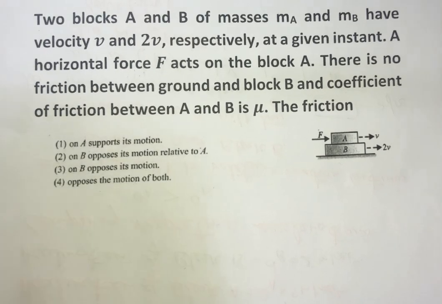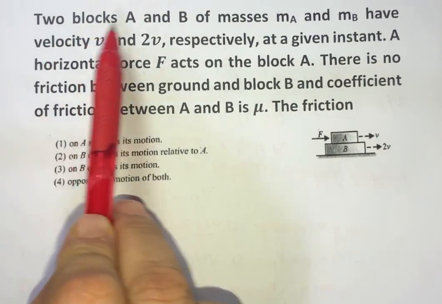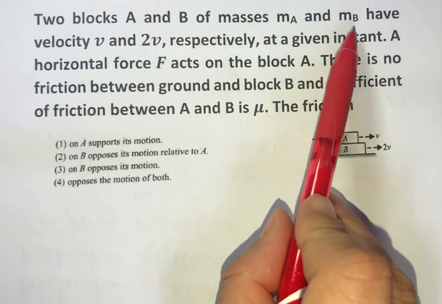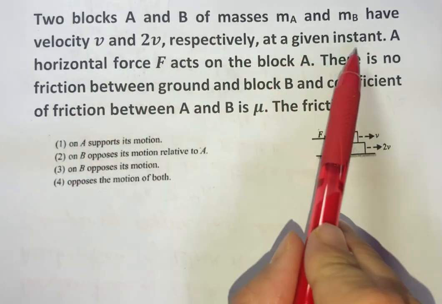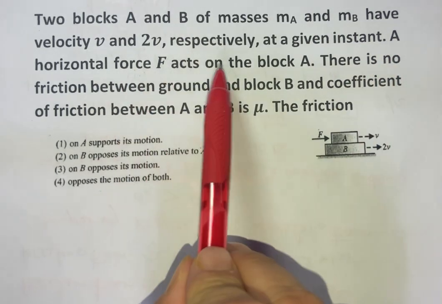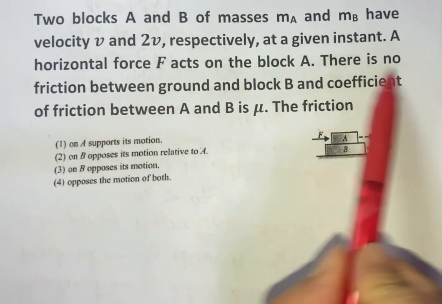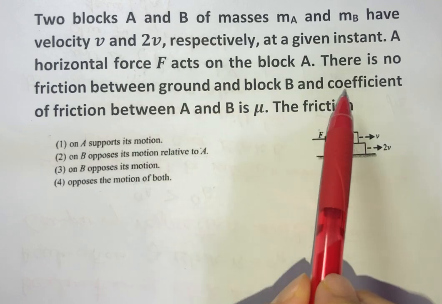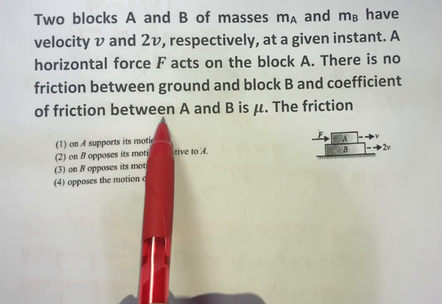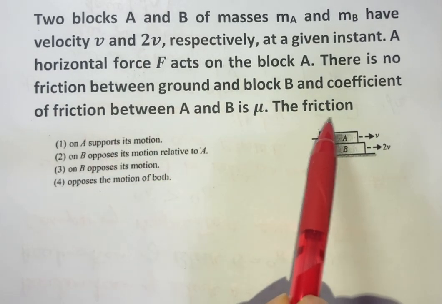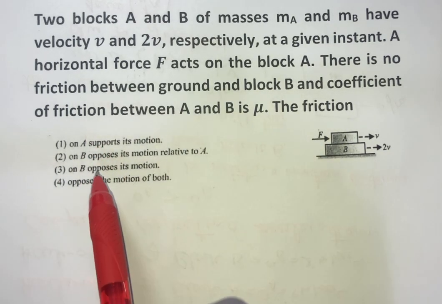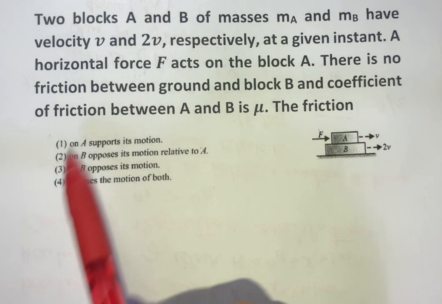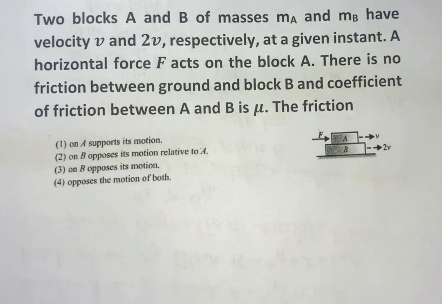Hello friends, today's question. Two blocks A and B of masses ma and mb have velocity v and 2v respectively at a given instant. A horizontal force F acts on block A. There is no friction between the ground and the block B, and the coefficient of friction between A and B is mu. So we have these four options and it's a multiple correct option. We are going to check which of the options is or are correct.